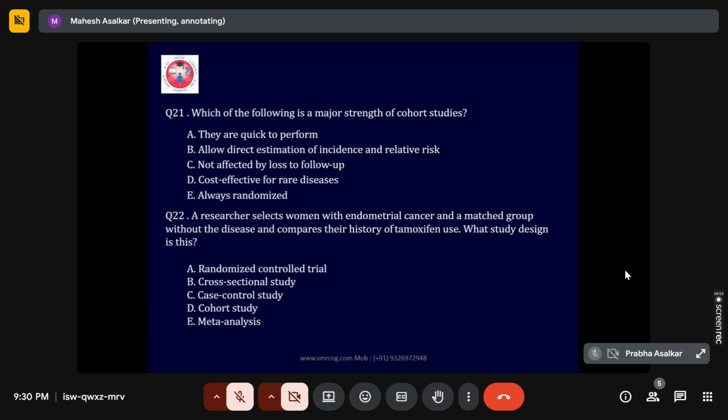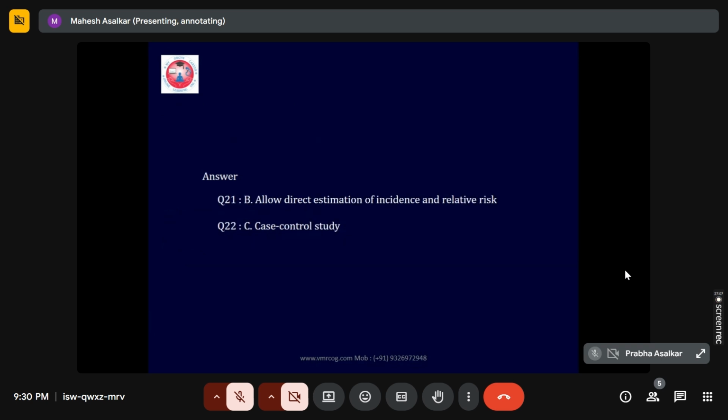Yes, the outcome has already happened. If the outcome has already happened, then it is case control. If you are following prospectively to look for the outcome, it will be cohort. So question number 21 is allows direct estimation of incidence and relative risk. Question number 22 is a case control study.